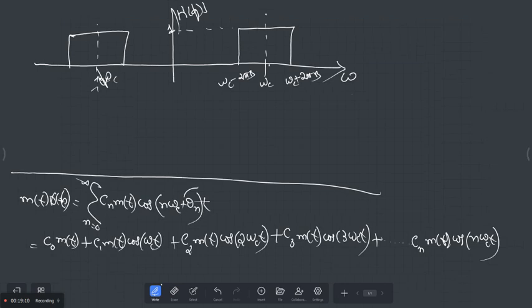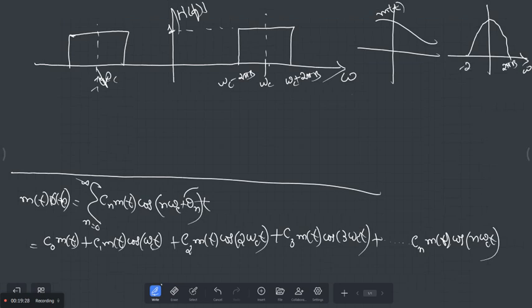Suppose this is your m of t, and this is the spectrum of m of t, for example, with 2 pi B and minus 2 pi B. Suppose this is the spectrum, this is M of f. Assume this to be M of f. Right. Now, see here, this is very important to understand. If you understand this concept, you can understand anything in communication systems. These are Fourier transform pairs.